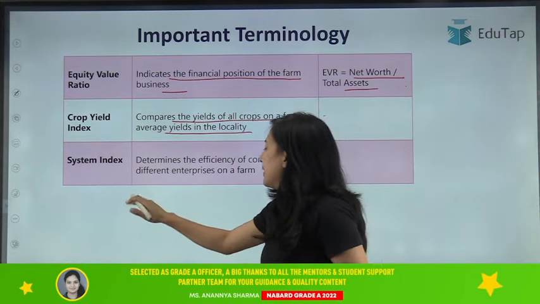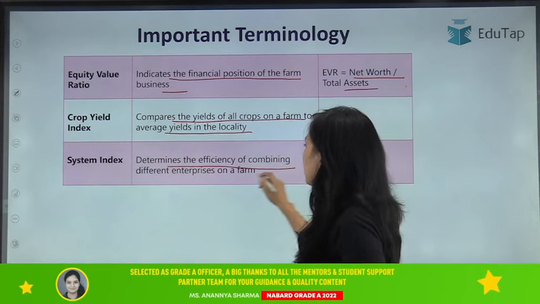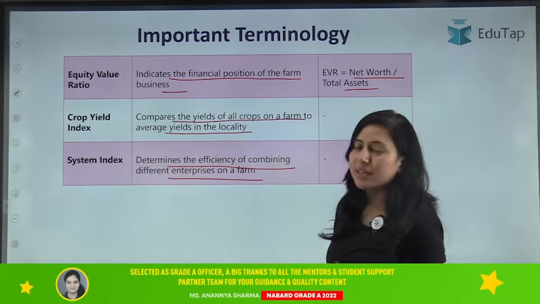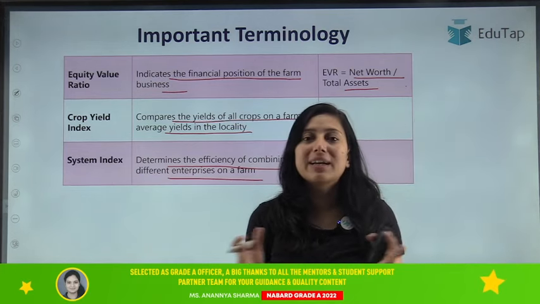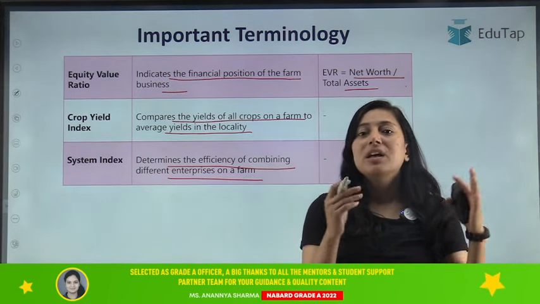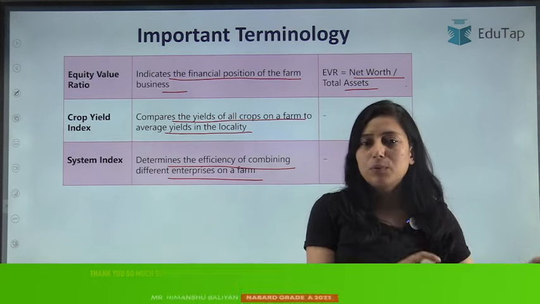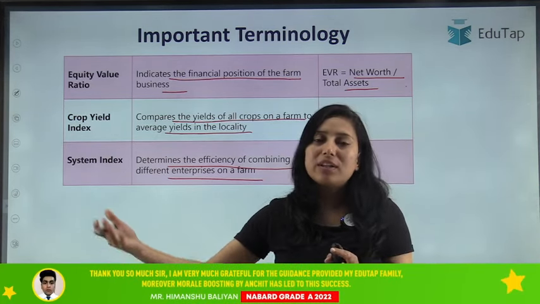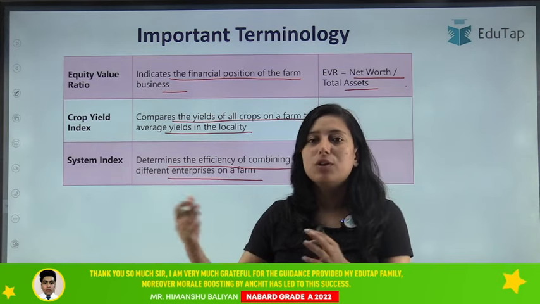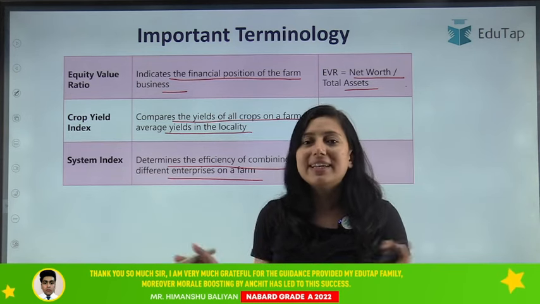Then we have system index. Basically it determines the efficiency of combining different enterprises on the farm. So system index, when we are developing a system, when we are combining enterprises, for example, the manure or compost, the waste of the livestock, is used as manure in crop production. It is used for growing crops. So now we have integrated this system.